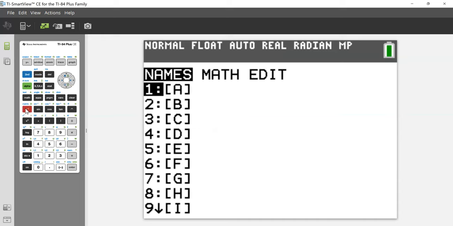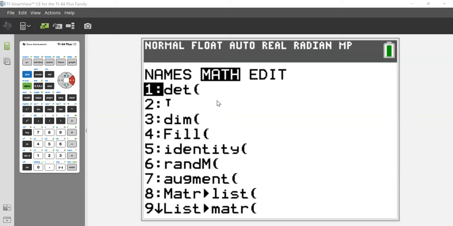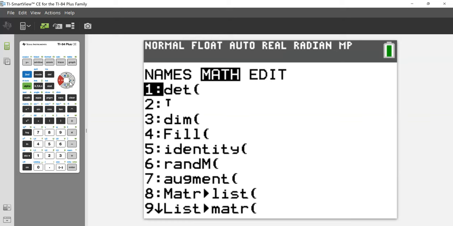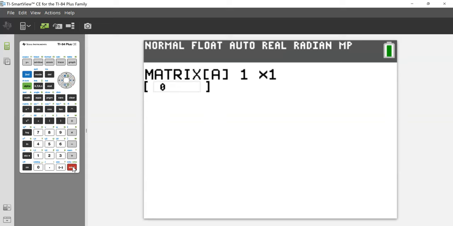Okay, so now we go to this matrix menu. We don't see anything. Well, that's not quite true. We see a bunch of letters. These are all places we can store a matrix into. Then this is where we go to do stuff to the matrix. It's going to be where we find the Gauss-Jordan elimination. But first, we need to enter the matrix. So I'm going left and right with these arrow keys. Edit.